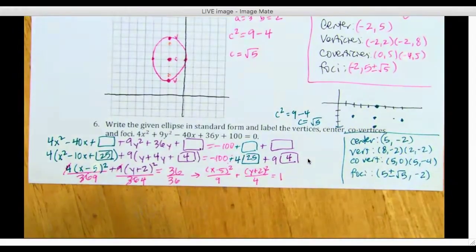And that is the last example of ellipses and the end of section 1.